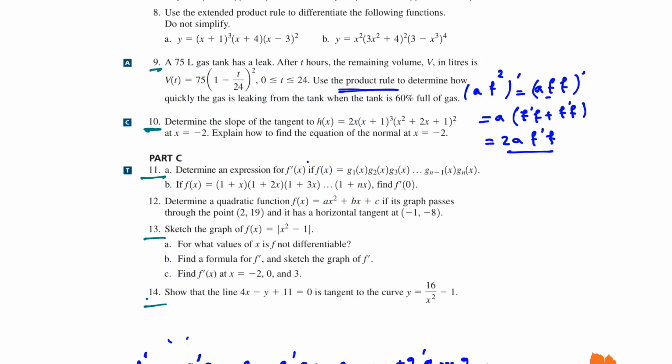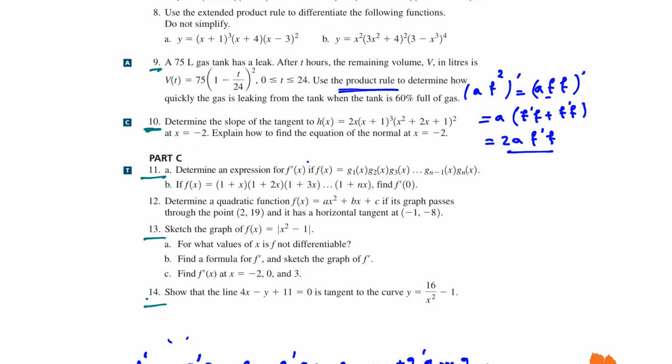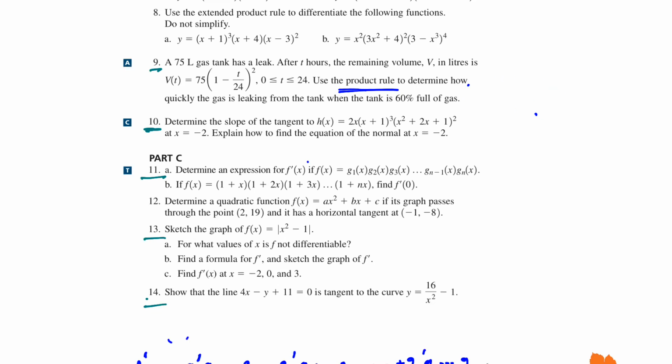That means the tank is leaking at the rate of 4.84 liters per hour. The negative indicates that it's losing the volume. Next question, question number 10.